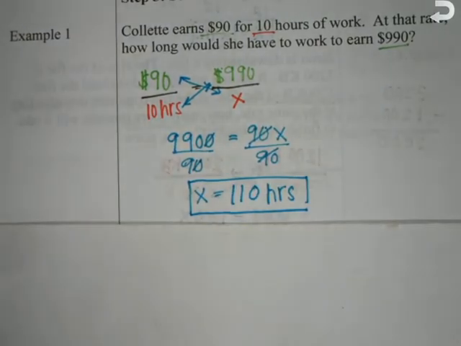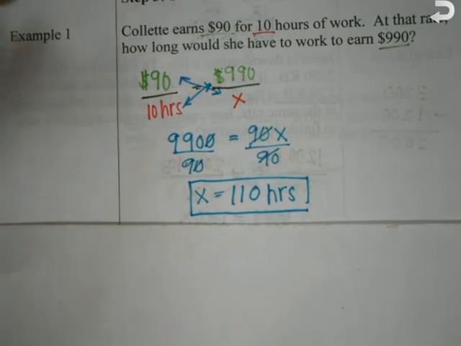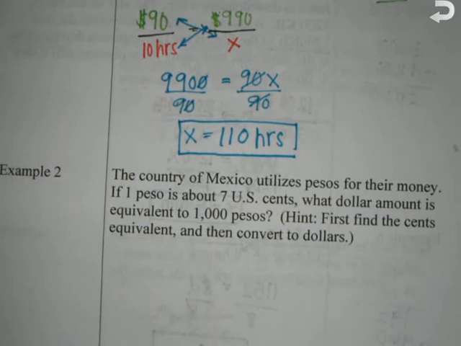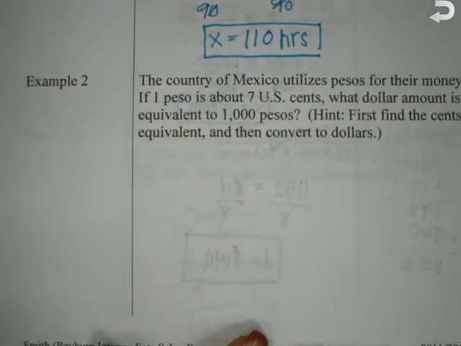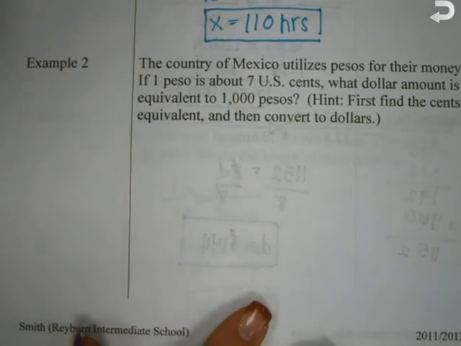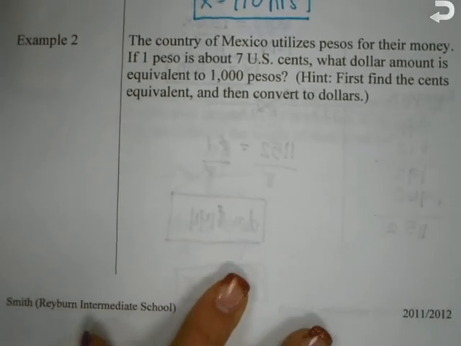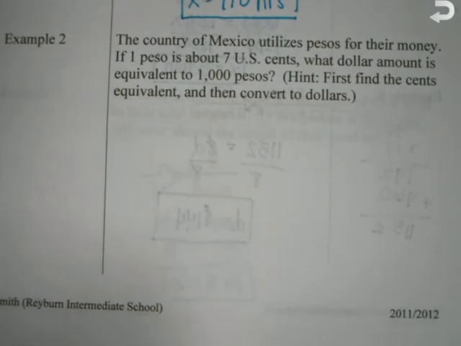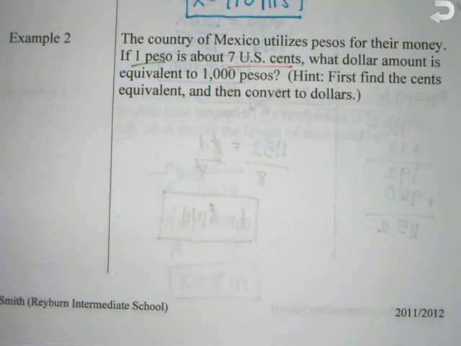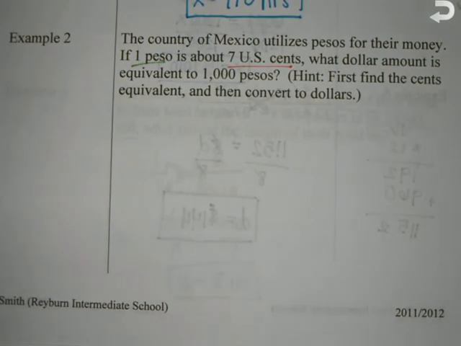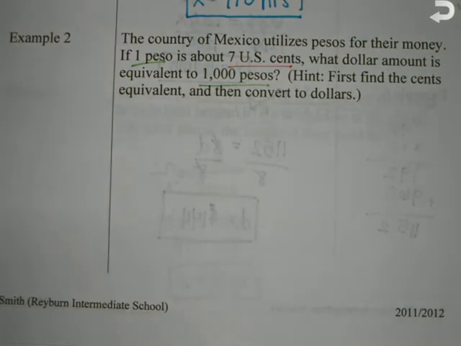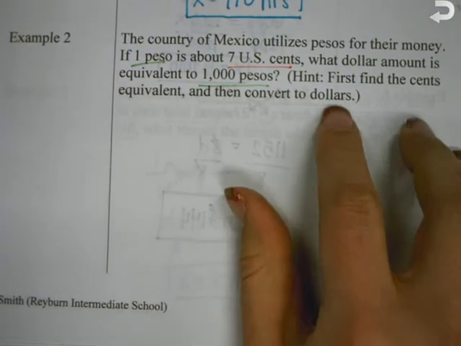All right, let's look at a more real-world example. The country of Mexico utilizes pesos for their money. If 1 peso is about 7 U.S. cents, so 1 peso is 7 cents, what dollar amount is equivalent to 1,000 pesos? Now, everything is in terms of cents here, but we want to know what dollars it is. So they gave us a hint. First, find the cents, and then convert to dollars.